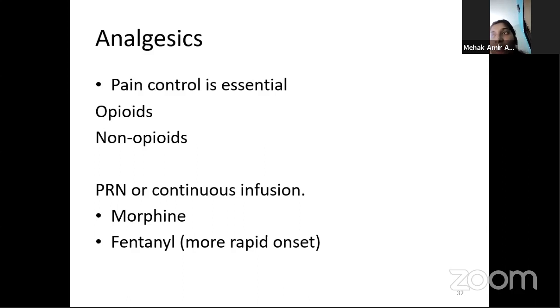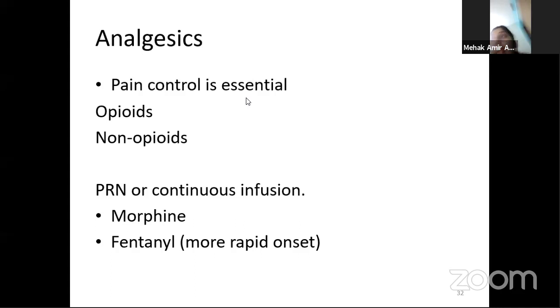You have to assess the pain score: the facial rating pain score, the verbal pain score, or the behavioral pain score. There are different types of pain rating scores. Based on that assessment, you give the patient a PRN drug or a continuous infusion. Among opioids, we can prefer morphine or fentanyl, but morphine is not highly recommended as it causes delirium and hypotension as well. Fentanyl has a more rapid onset and can be used as a continuous infusion. So fentanyl is the drug of choice when you are thinking about opioids.